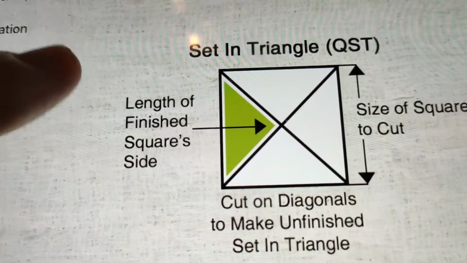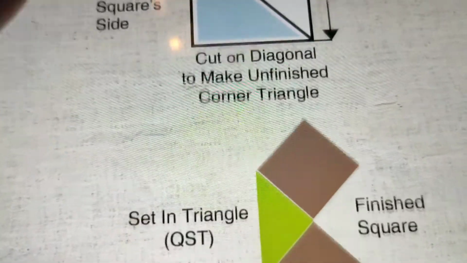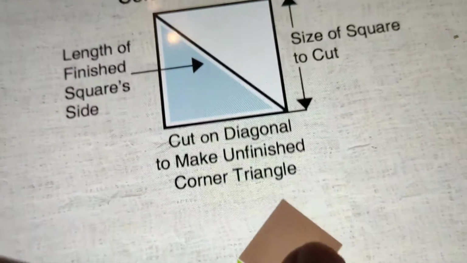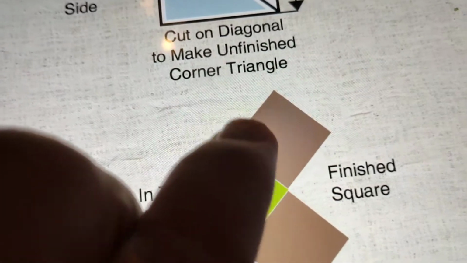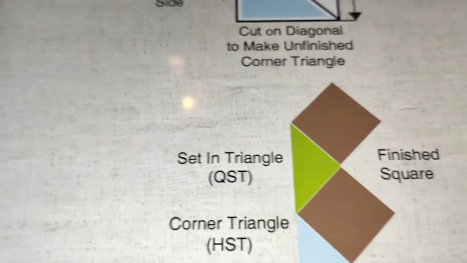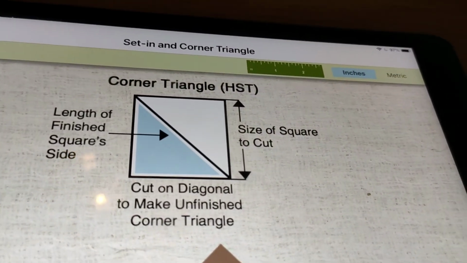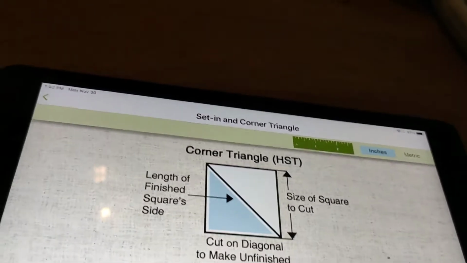But what's nice is also the set-in and corner triangles, as you have quarter square triangles and half square triangles. This is for when you do an on-point quilt and you need those end points that are half of your squares. Or you have a big center medallion that you want to make square in a square. And you can calculate this.